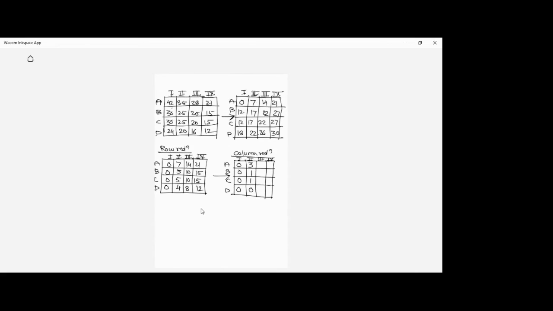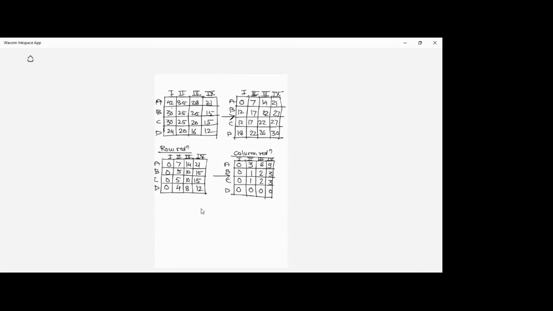The minimum value is 8, right? So 14 minus 8 will be 6, here it will be 2, 2, and here it will be 0. Next we have 21, 15, 15, 12, so the minimum value is 12. So 21 minus 12 is 9, it will be 3 here, 3 here, and 12 minus 12 is 0. So the column reduction and row reduction have happened.